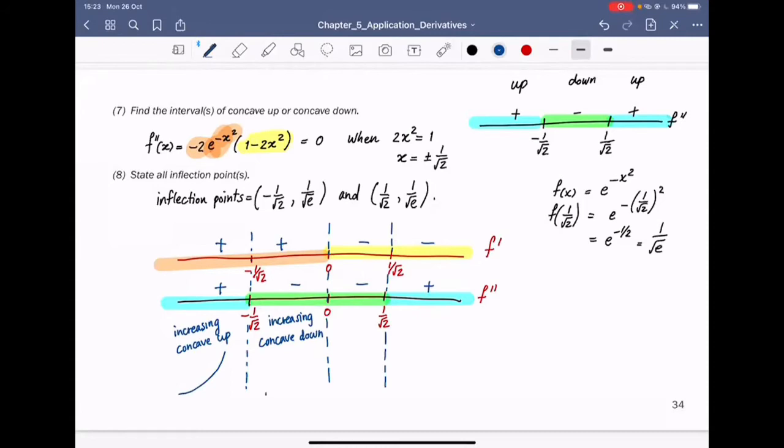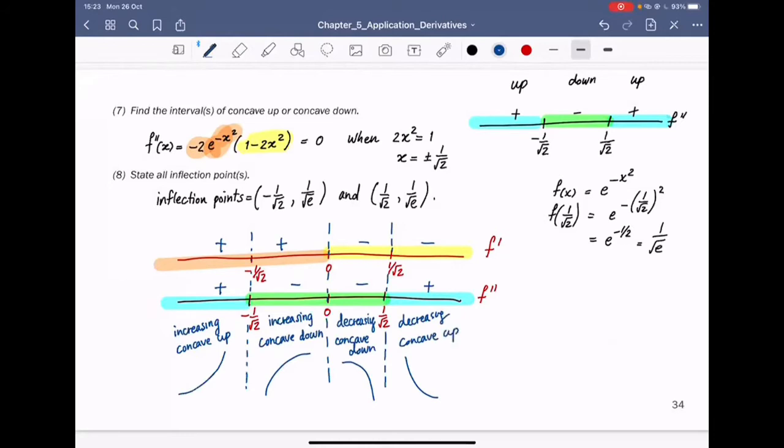So this is increasing and concave down. It's going to be like that. Remember concave up is like this, concave down is just that. This is how I memorize it. And then this is going to be decreasing, and the second derivative is negative, so this is concave down. So decreasing and concave down. And the last one is decreasing and concave up. So it's going to be like that.